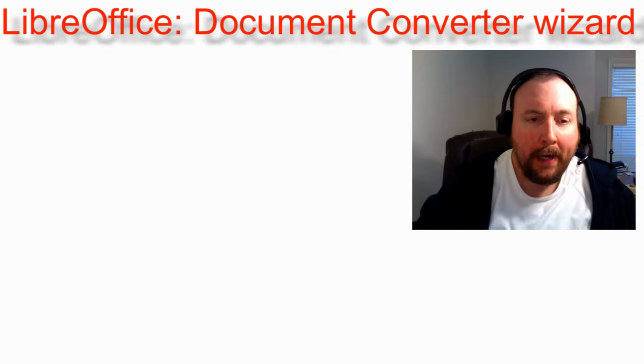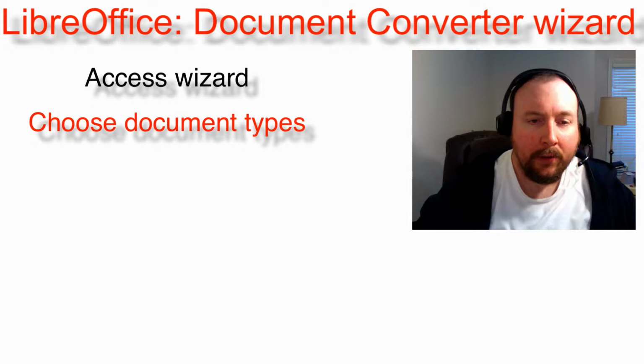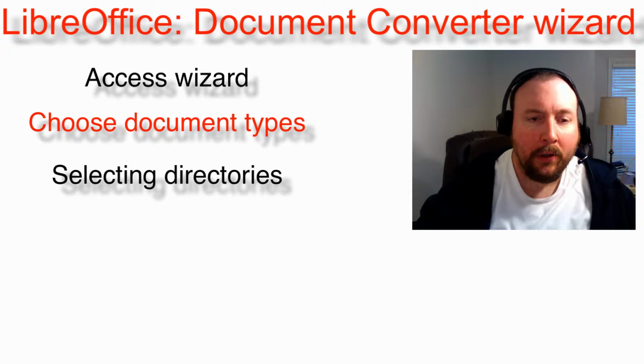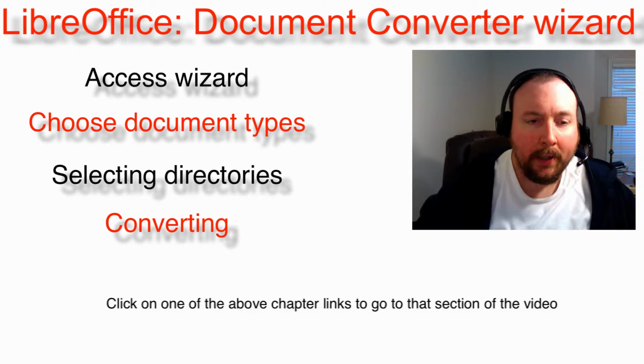This video will show you how to access the wizard, how to choose the document types to be converted, selecting directories where documents are stored, and where converted documents are to be saved, and then converting them. You can watch the video from beginning to end, or you can click on one of the links to my right to go to that section of the video. There will be a link throughout this video to return you to this point of the video where you can choose another item from the list.